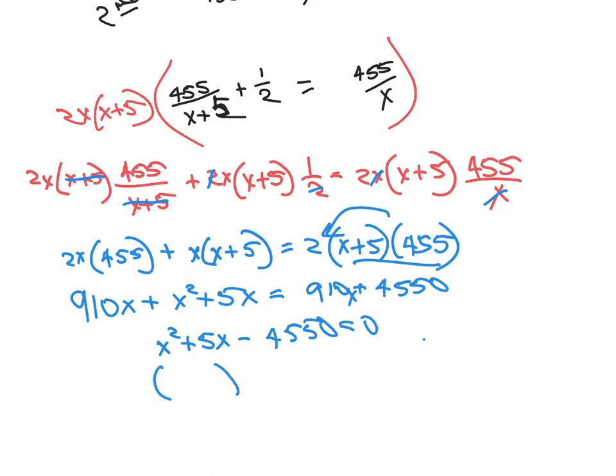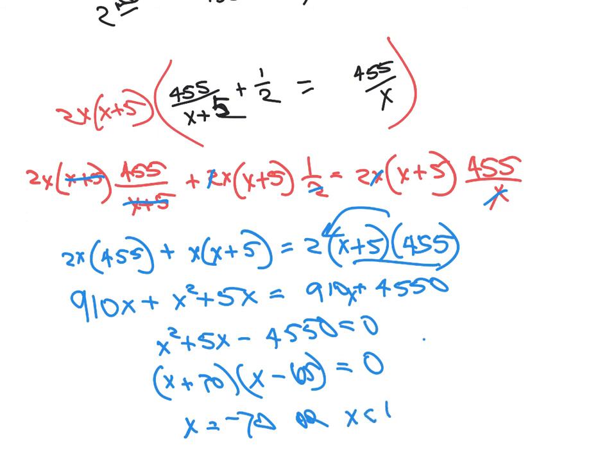And then we make our parentheses, two numbers multiplied together give me 4,550, and added give me 5. And I'm just cheating here and looking at the book. So my x is negative 70, or x is 65. Since we are talking about speed, we know that this one doesn't work because it's a negative speed. So I know that the one van is going 65, and the other van, because it's newer, is going 70. And that ends up being where you're at there.